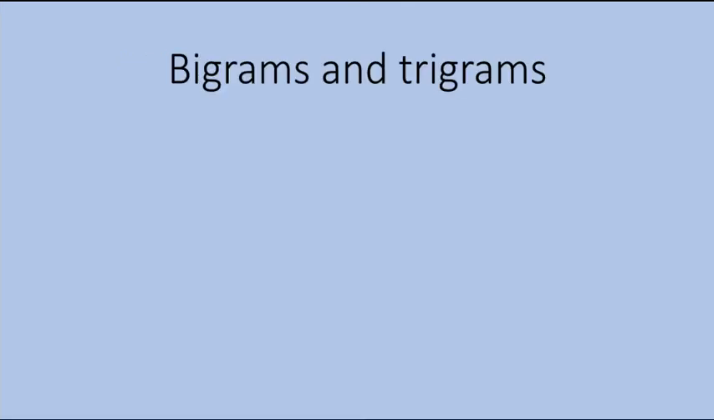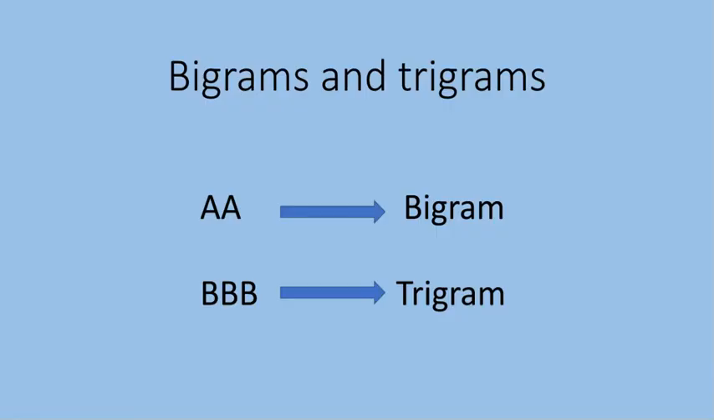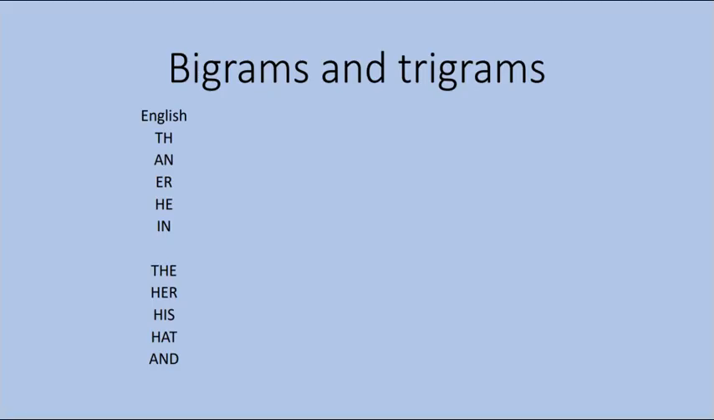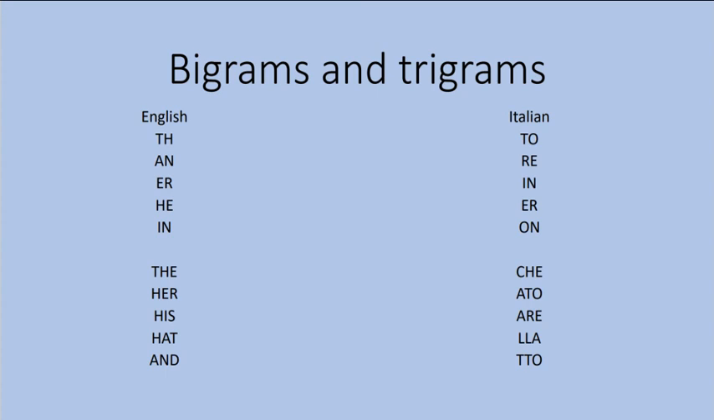Another very important feature of language is the presence of the so-called bigrams and trigrams. A bigram is a pair of two letters, and a trigram is a set of three letters. Basically, letters that are paired up. For example, AND is a trigram in the English language, or TH is a bigram in the English language too. Some are more popular than others, and also they are very different from language to language. For example, here is the English one, and here's the Italian one. As you can see, they have different bigrams and trigrams.